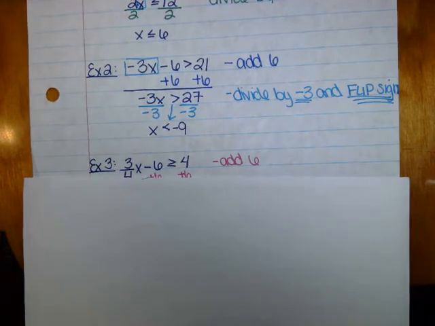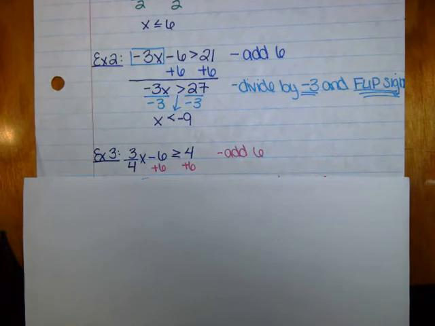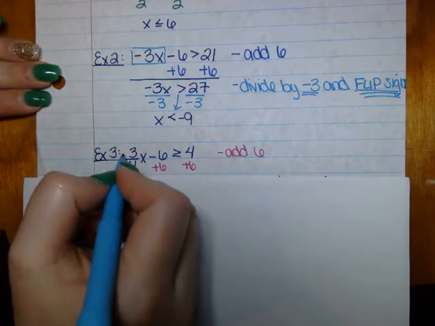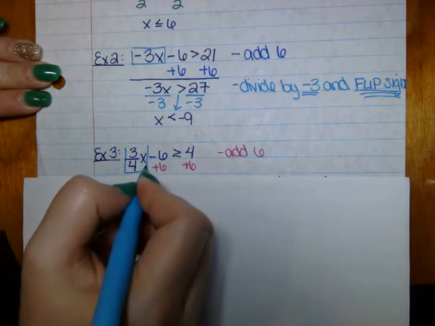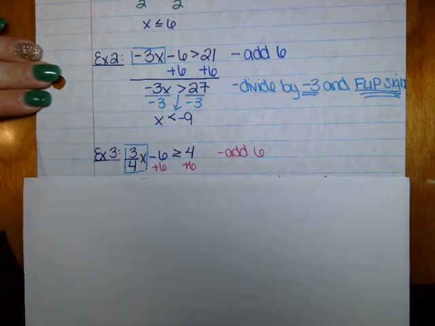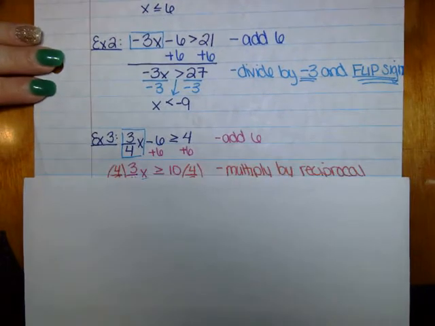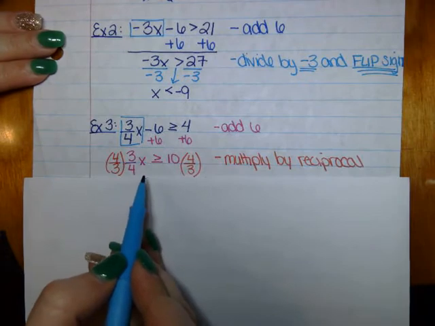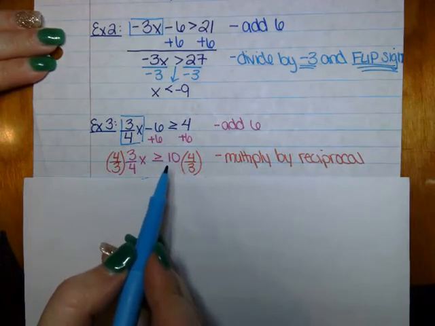And for example 3, I threw in a fraction because they do exist. So again, if I want to isolate this term, I have to get rid of the 6, so I'm going to add 6 to both sides, which gives me 3/4 x greater than or equal to 10.